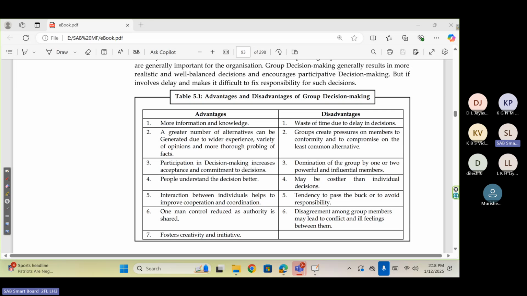Interaction and coordination improve. Sometimes social loafing also can happen. Some members may be reluctant to take the responsibility. Right. One-man control is reduced. As mentioned above, sometimes conflicts and disagreements can happen. It is creative and innovative also, more than making a single individual decision. Therefore, these limitations can argue for the individual decision.